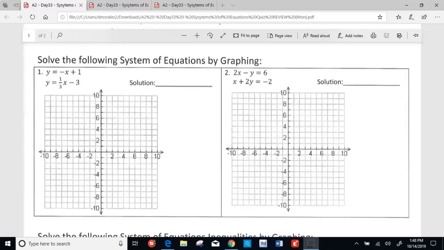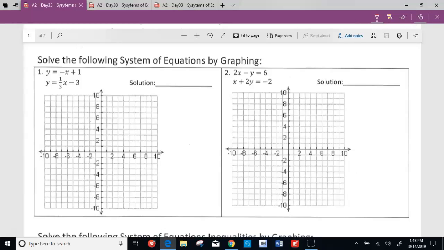Now, questions 1 and 2 in our review talk about solving each system with graphing. So we have to graph both lines and find where they intersect, if they intersect at all. So let's go ahead and start. I'm going to clear my screen off really quick.